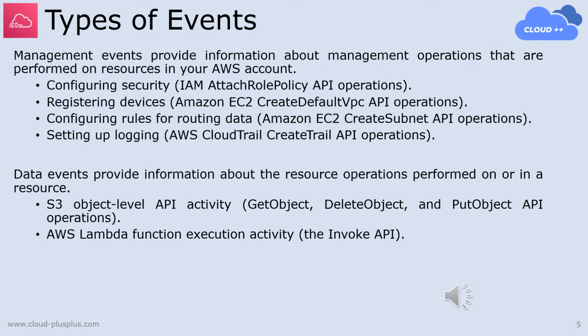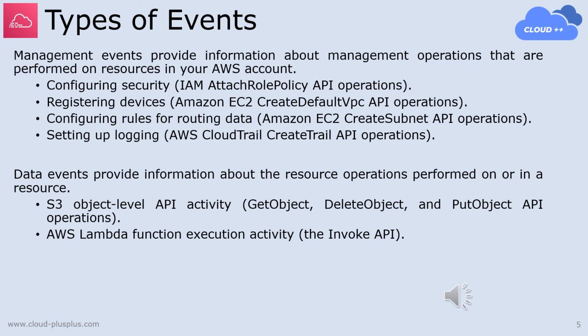Data events provide insights into the resource operations performed on or within the resource itself. Data events are disabled by default when you configure a trail. To record CloudTrail data events, you must explicitly add the supported resources or resource types you want to collect activity on. S3 data events represent API activity on S3 objects. To get CloudTrail to record these actions, you specify an S3 bucket in the data events section when creating a new trail. Any API actions on the objects within the specified S3 bucket are recorded by CloudTrail.